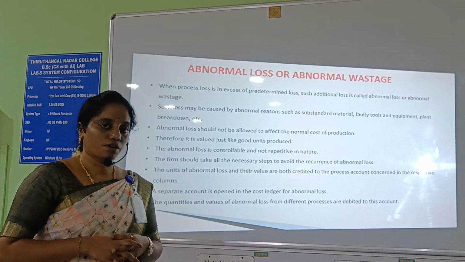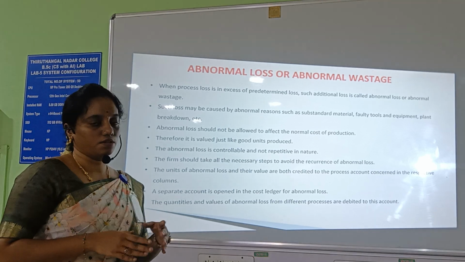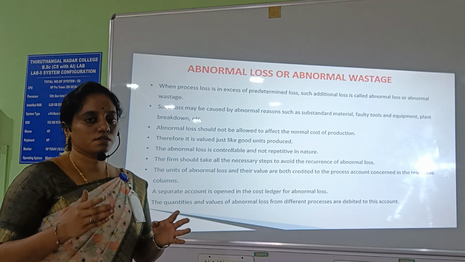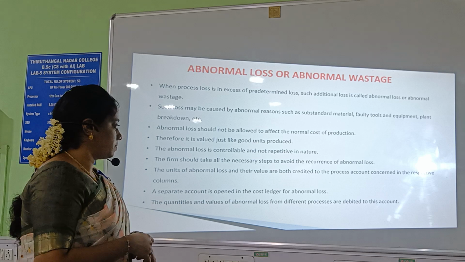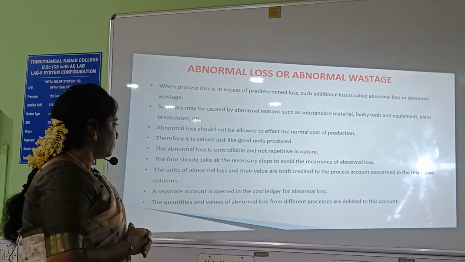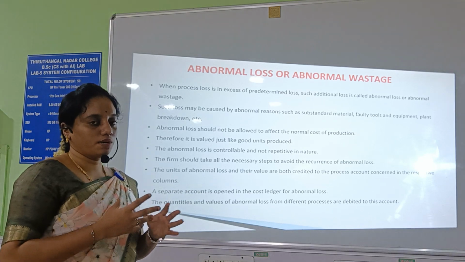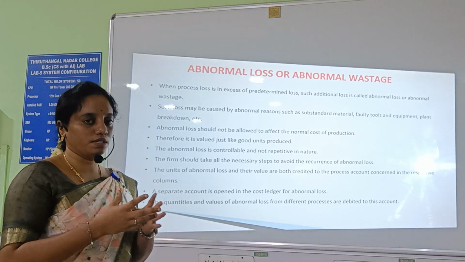The abnormal loss is controllable and not repetitive in nature. So, normal loss is uncontrollable and avoidable. Abnormal loss is controllable and not repetitive in nature. The firm should take all the necessary steps we can take to control and avoid this abnormal loss.